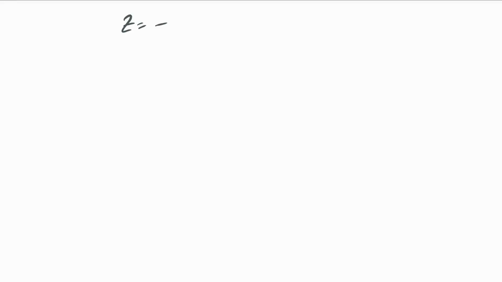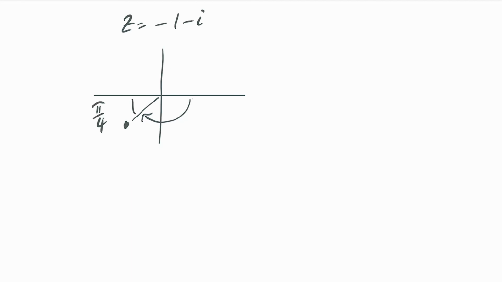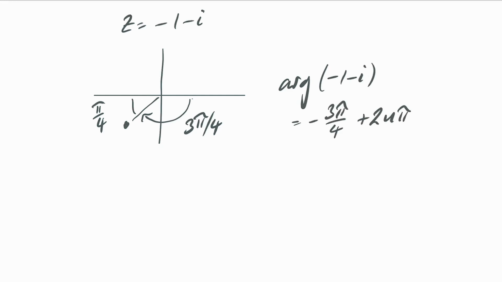A slightly more complicated one, z equals minus 1 minus i. Now to work this out, again we need to sketch it in the complex plane. How do we do this? Well, we need to figure out what all the angles are. So the principal argument is the angle from the positive real axis to this line. Given this angle in here is pi by 4, this angle is 3 pi by 4, and so the principal argument of minus 1 minus i is minus 3 pi by 4, the minus signifying that I'm going clockwise.